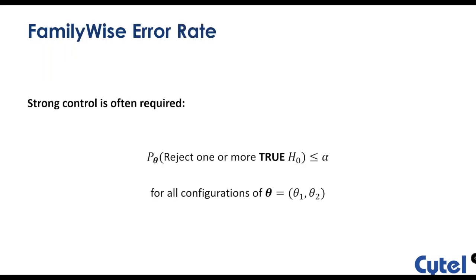In particular, in a confirmatory trial setting, we would be particularly concerned with controlling the error rate at some pre-specified level. And so this is known as strong control of the family-wise error rate in the multiple hypothesis setting. And that's simply the probability of rejecting one or more true null hypotheses is controlled at some predetermined level that we'll note down by alpha in this case.